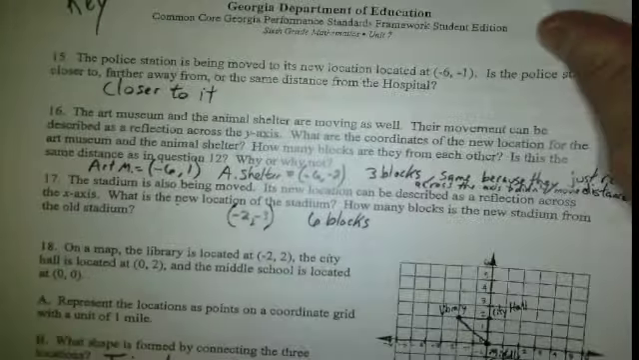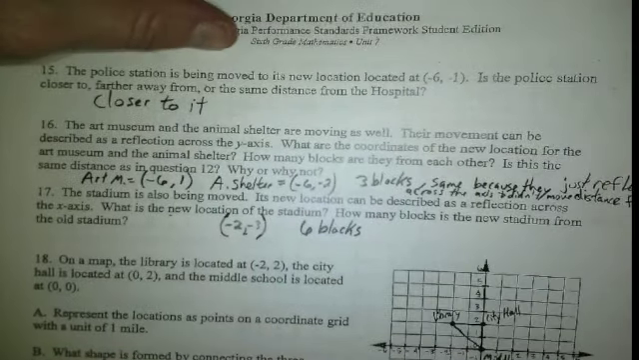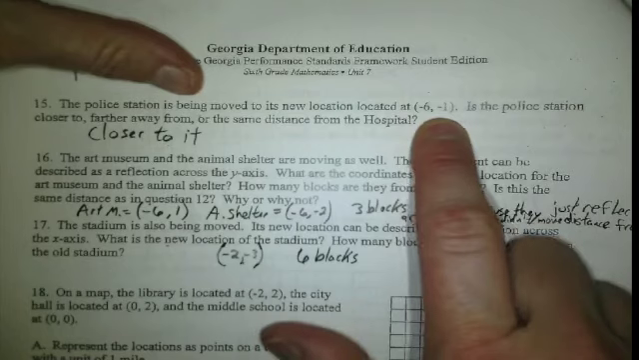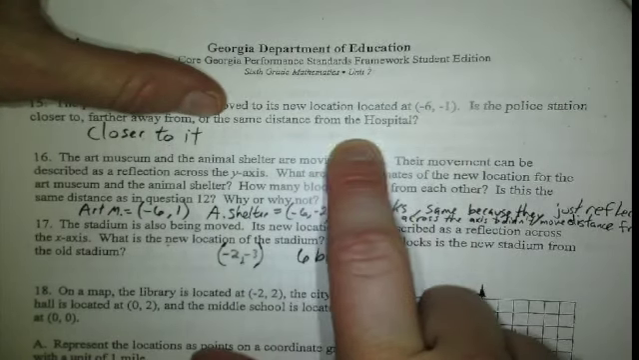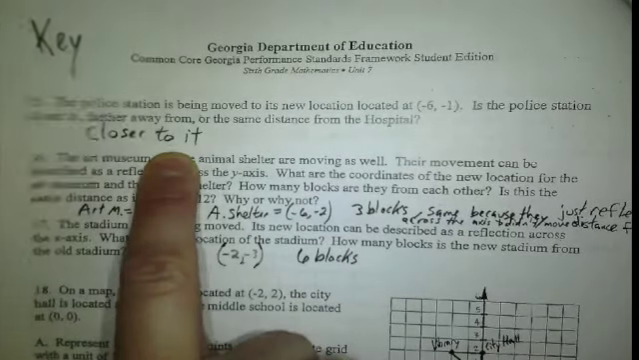Continuing on, 15, the police station is being moved to its new location at -6, 1. Is the police station closer to or further away or the same distance from the hospital? And it will be closer to it. So I drew that in at -6, -1, so you could see that. -6, -1 is now here, and that is closer to the hospital than where it was here.